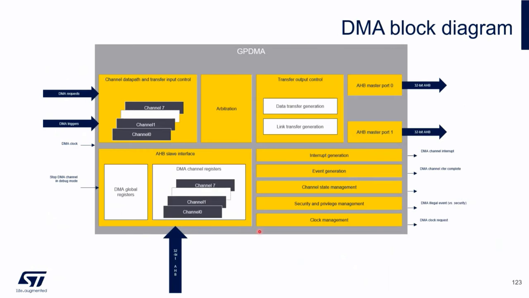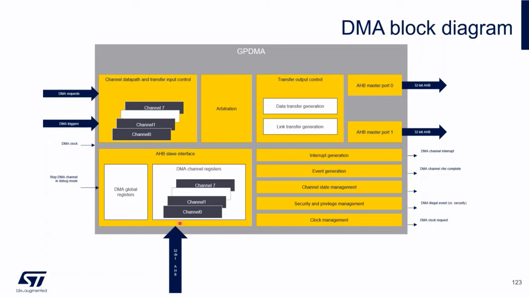So here is the overview of the GPDMA structure. We have some DMA requests. That's when the peripheral that is sending or accepting the data notifies us that it's ready. We can have some triggers, so we can trigger the transfer on some event.